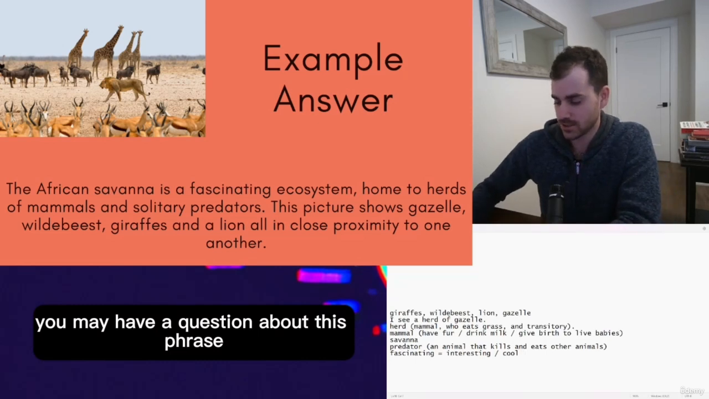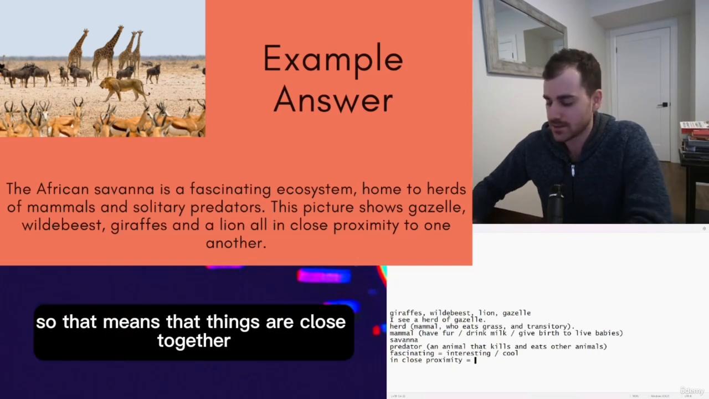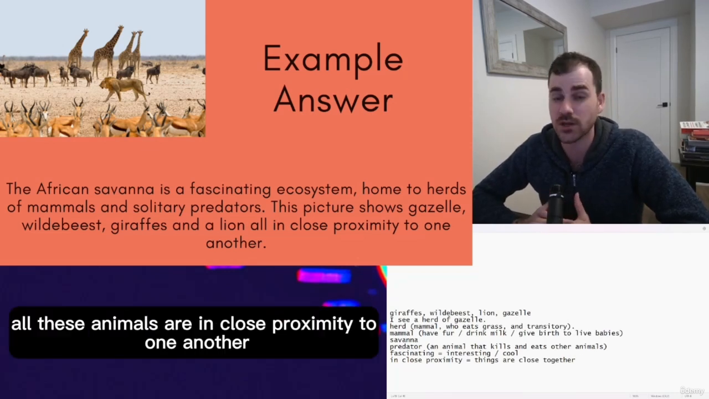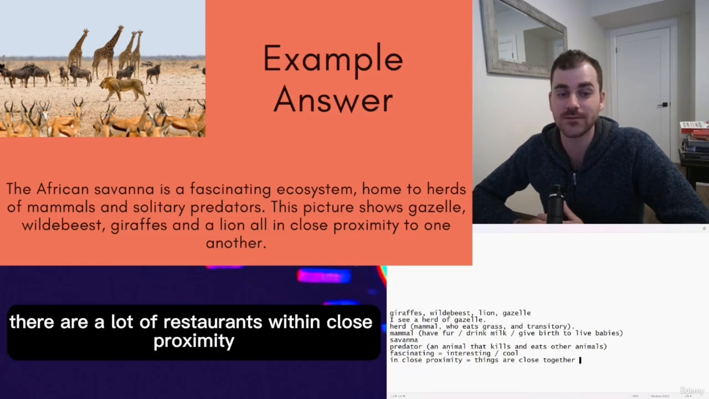You may have a question about this phrase. So that means that things are close together. So I could say, all these animals are in close proximity to one another. Or you could say that if you live in a city, there are a lot of restaurants within close proximity.